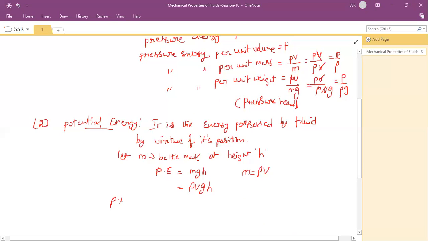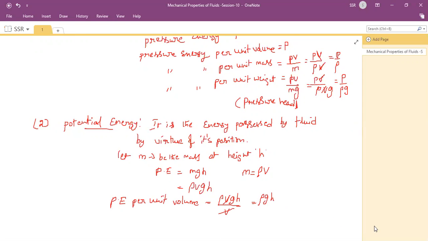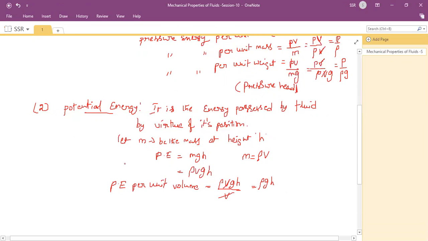Then potential energy PE per unit volume is equal to rho V gh divided by V. V cancels. That is equal to rho gh. What is this rho gh? Potential energy per unit volume of the fluid. Similarly, potential energy per unit mass of the fluid. What is the value? PE per unit mass is mgh by m. That is equal to gh.